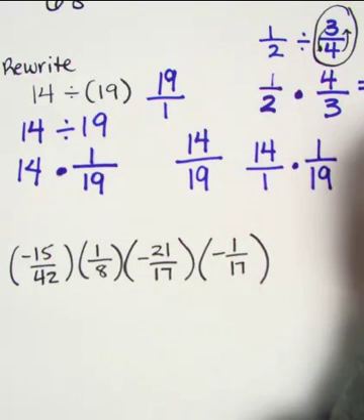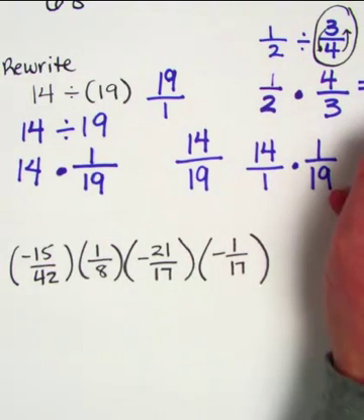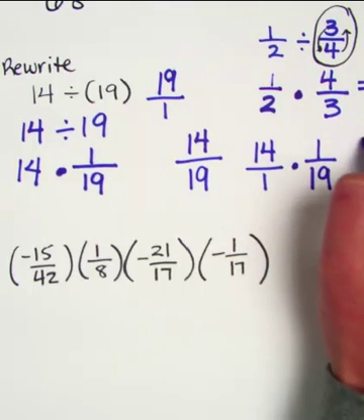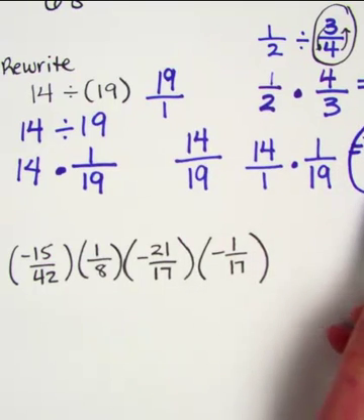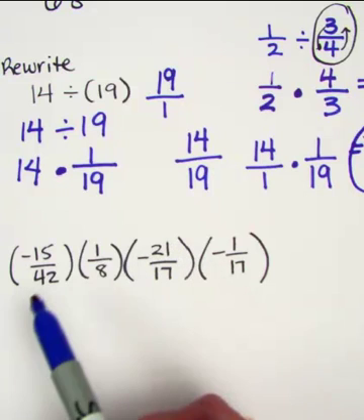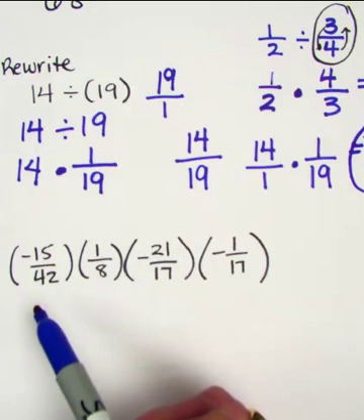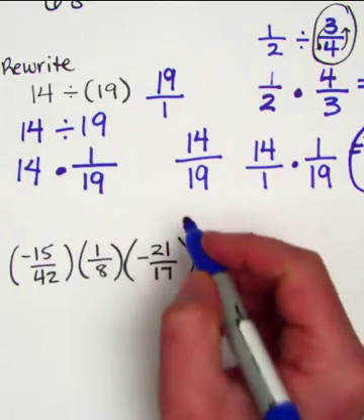For example, here I ended up with 4 over 6. I can pull a 2 out of the top and the bottom, and I end up with 2/3. That is the most simplified answer. So similarly here, if I can pull something out of the top and the bottom, I want to go ahead and do that, and that will just simplify my final answer.